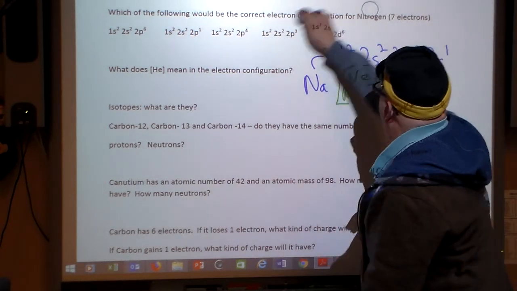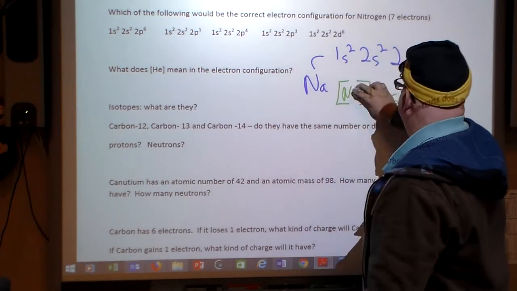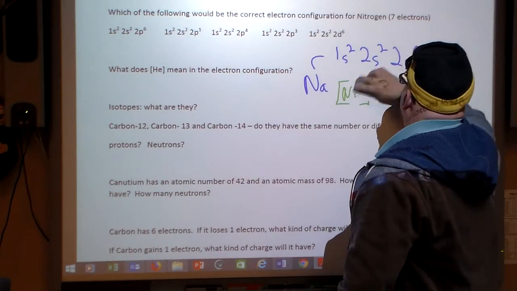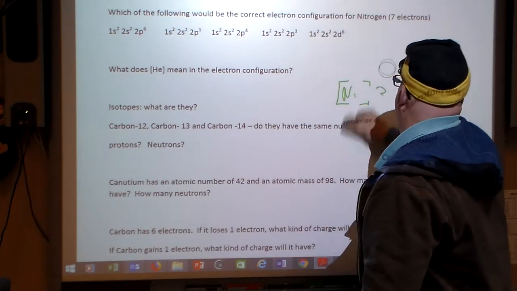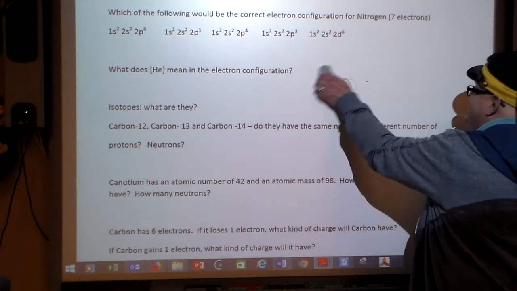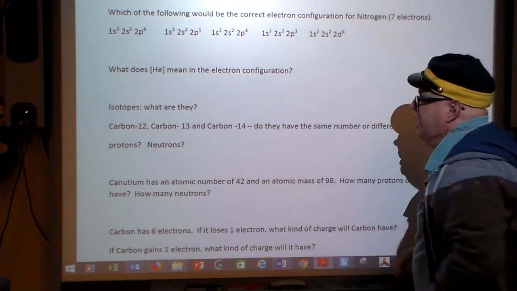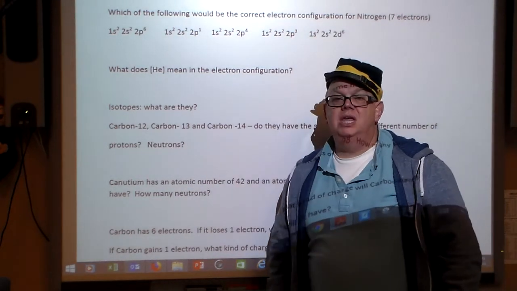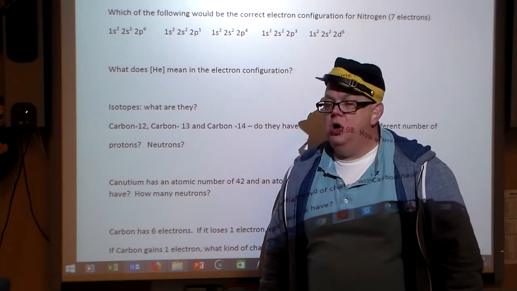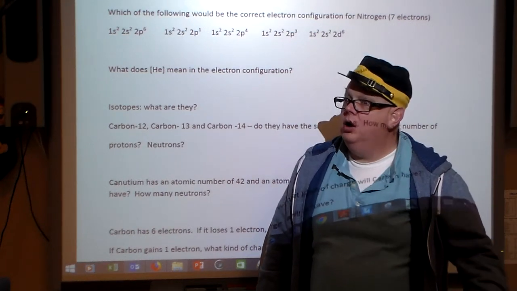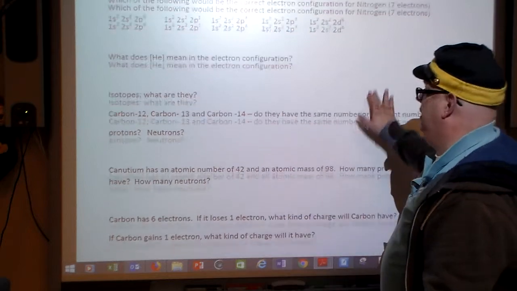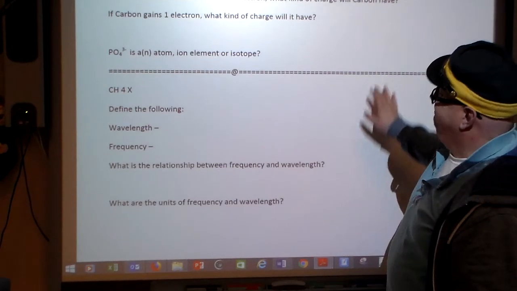Isotopes, we spent time on that. Same number of protons, different number of neutrons, so they're going to weigh slightly differently. So when you look at carbon 12, 13, and 14, they're variations of carbon. They are, in fact, carbon. They just weigh a little bit differently, and I've got to move on here.